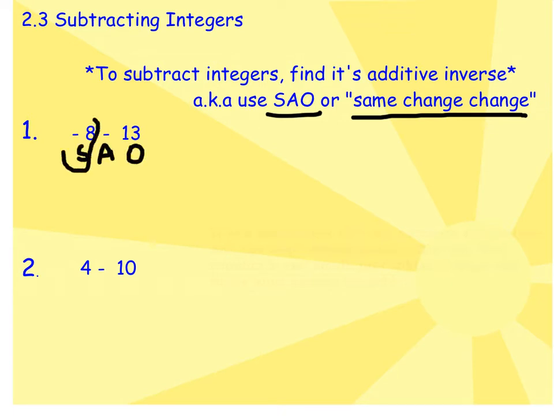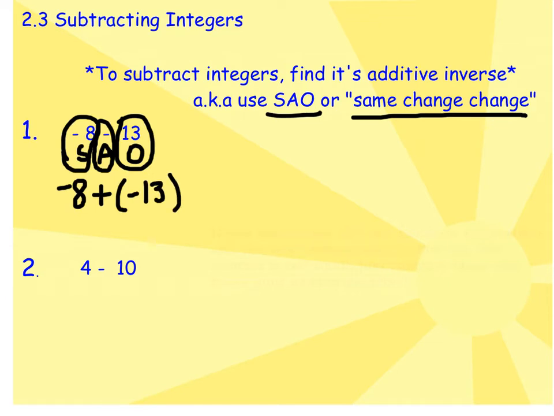Since this is a subtraction problem, we can use SAO. The S goes with the negative 8, the A goes with the subtraction sign, and the O goes with the 13. So thinking of additive inverse, we're going to keep the negative 8 as negative 8. We're going to change our subtraction to addition, and then the opposite of 13 is negative 13, just like using the bubble. Now we can use our adding integer rules that we've learned before. Negative 8 plus negative 13 is negative 21.